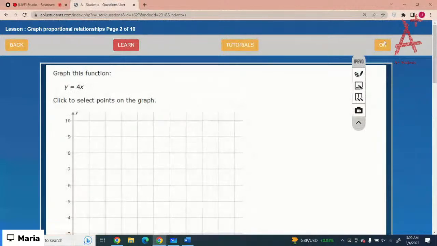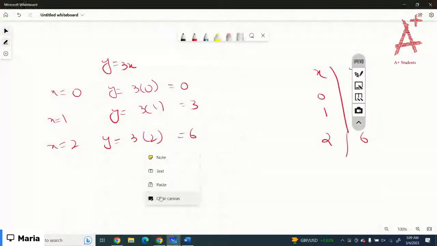Okay, the next one is graph this function y equals 4x. I click to select point on the graph. So let's just make a table of values for this one and then match it to the graph. Got it? Y equals 4x.